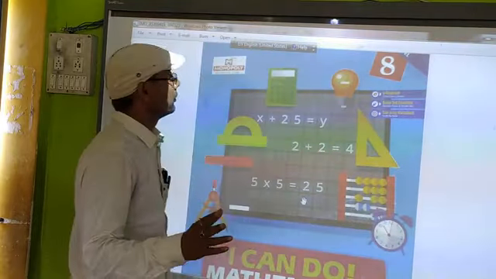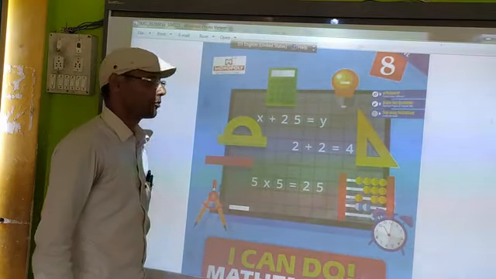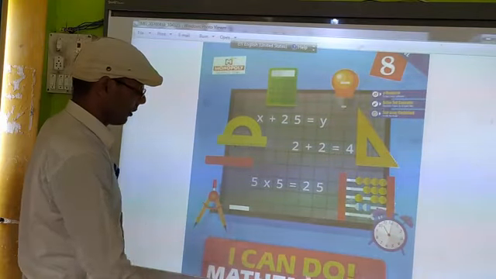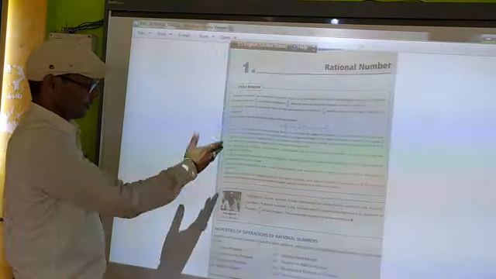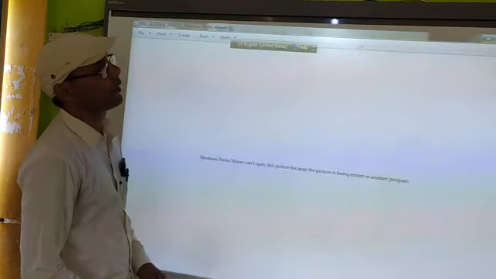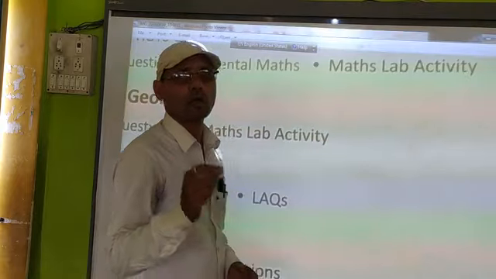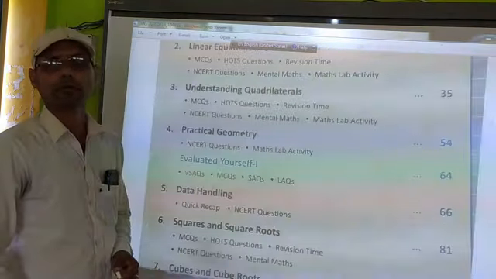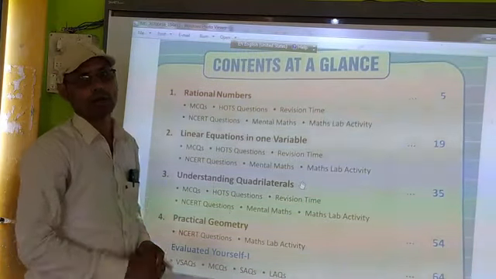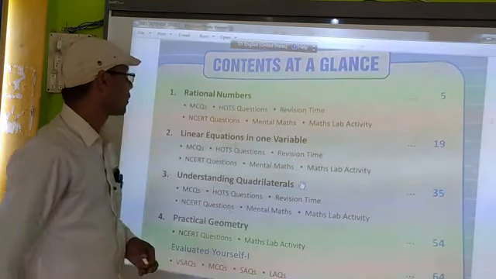My dear, this is the book of Grade 8 Math. I am showing you the text of mathematics. Look here, you can see the first topic is rational numbers. You know about rational numbers? A rational number can be written in the form of P by Q, where P and Q are integers and Q is not equal to 0. Okay?